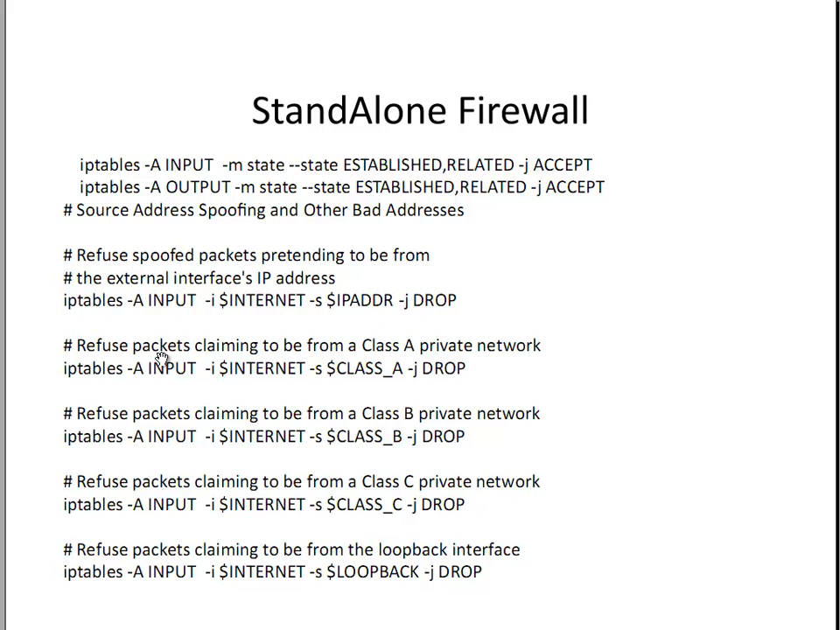And then you also want to refuse packets claiming to be from all the private network addresses, the class A, B, and C. So notice here we have our variables class A that was defined previously, class B, class C, and of course the loopback interface coming in over ETH0, because anything coming over the loopback interface should only be sending packets to other loopback addresses, not to our ETH0 network interface card address.